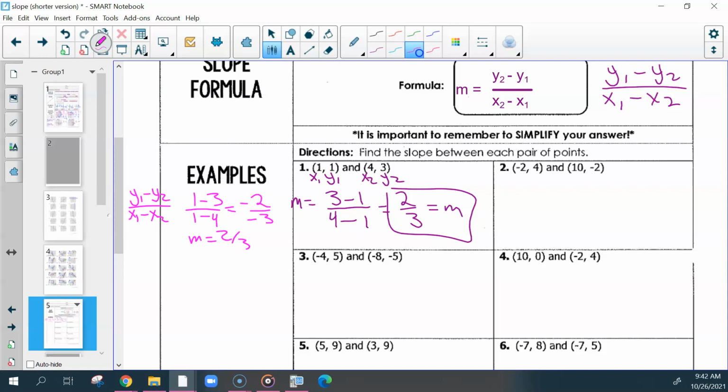For number 2, I'm going to go through and label these again and start that process. So y2 is negative 2. I'm subtracting. My y1 is 4. My x2 is 10. I'm subtracting, and I have a negative. So you would keep both the subtraction and the negative because you're always subtracting no matter what.